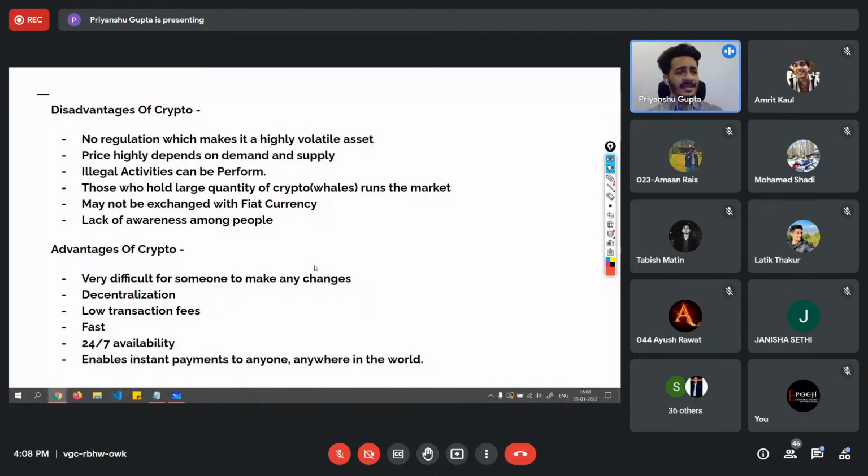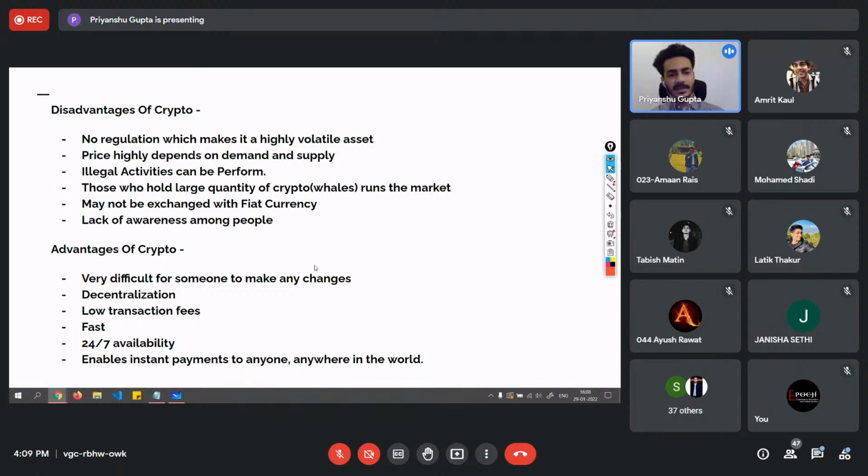Some illegal activities are also performed because it is difficult to trace who made a transaction, because he is exposing only his address, not his real identity. So that's why illegal activities are also being performed on these blockchain ledgers. Also, those who have a large quantity of crypto run the market. These are called whales.